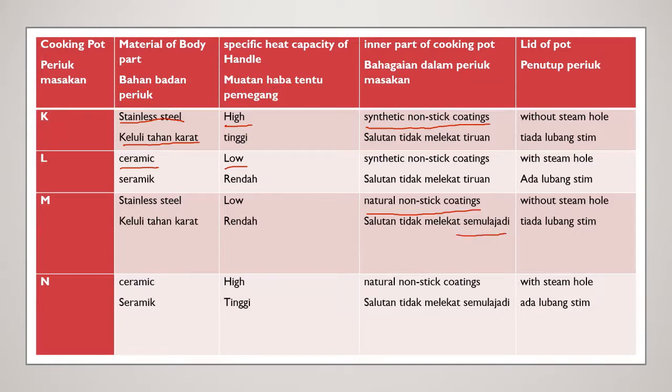Okay, the last part is lid of pot ataupun penutup periuk. Kita ada penutup yang without steam hole, tanpa lubang steam. Lubang maksudnya wap air. Dan the other one with steam hole, dengan lubang steam. Okay, so from this aspect, we need to choose the best cooking pot or the most suitable cooking pot.